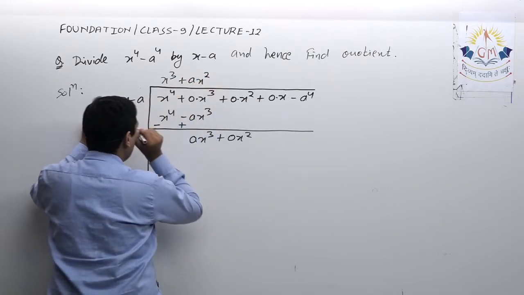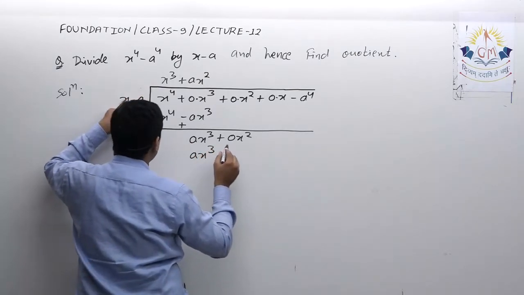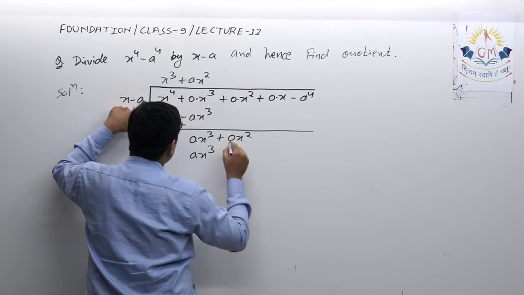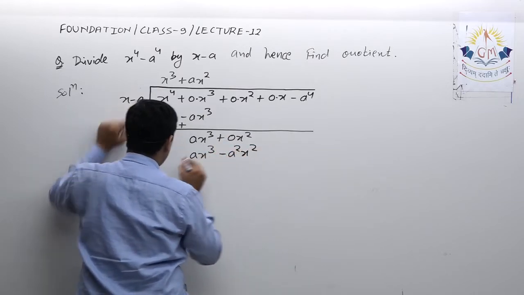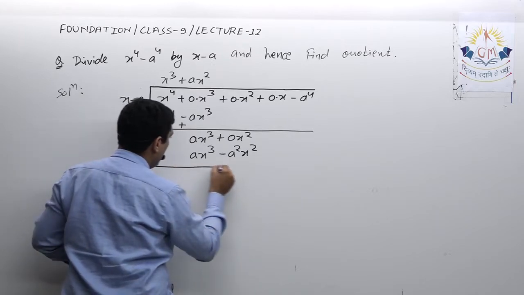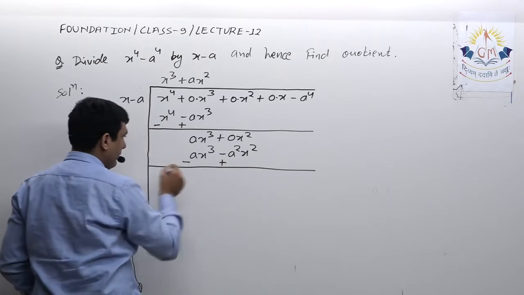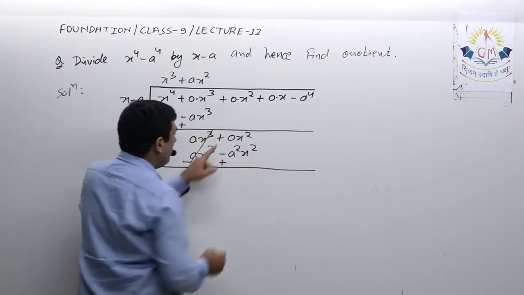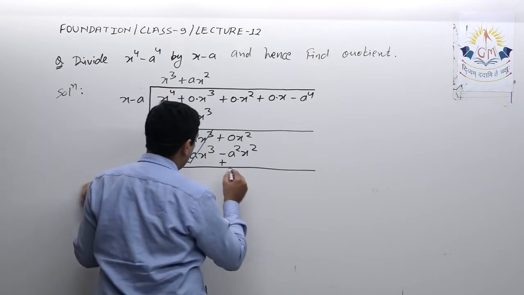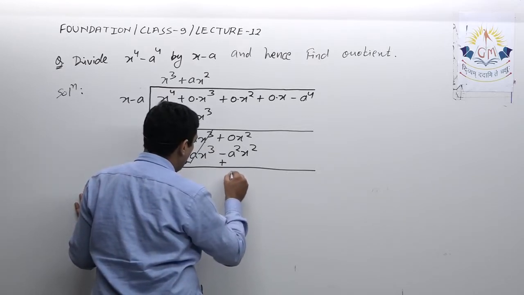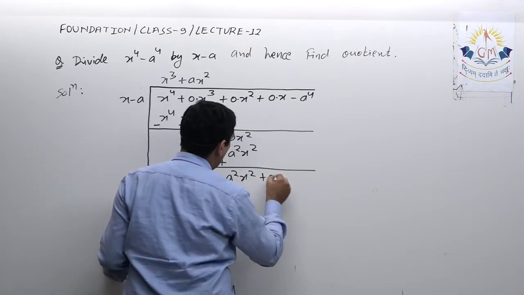So ax square into x, that is ax cube, ax square into minus a, that is minus a square x square, minus a square x square. Now again when I subtract, here it will be minus, here it will be plus. So this will cancel out, 0x square plus a square x square. So here I will get a square x square plus 0x.